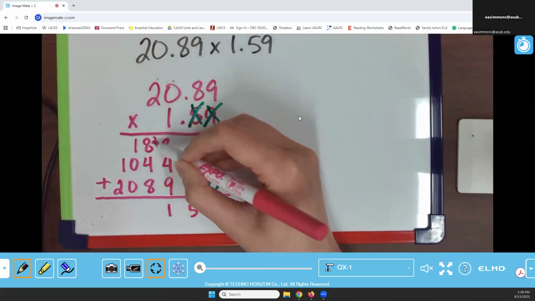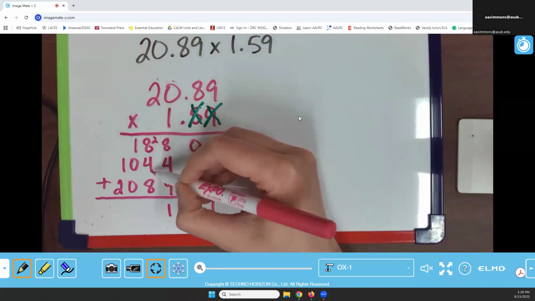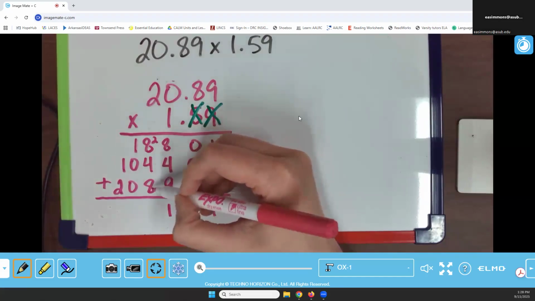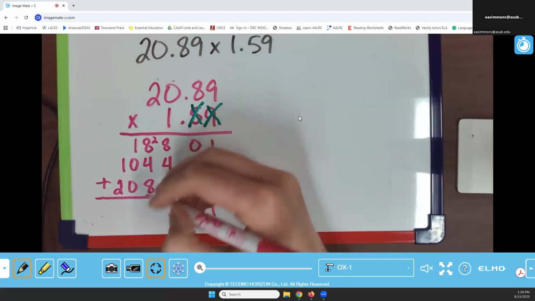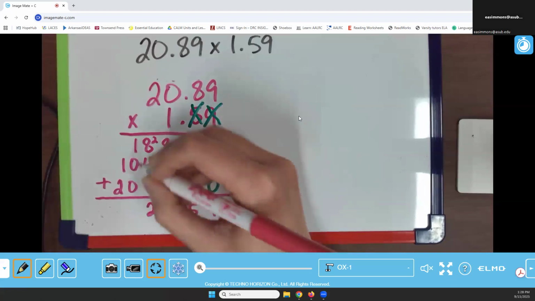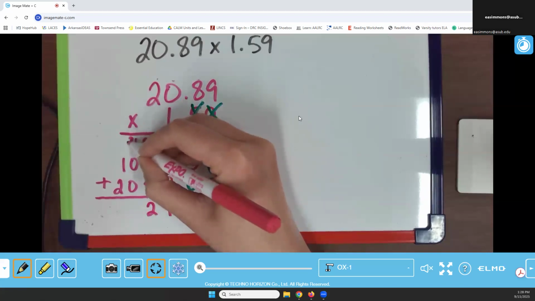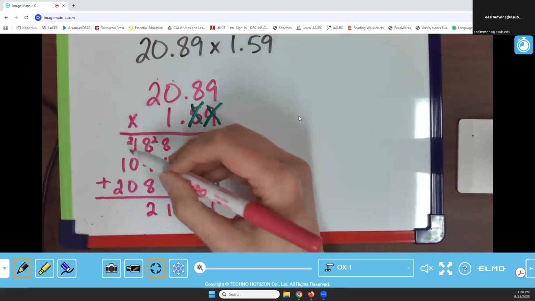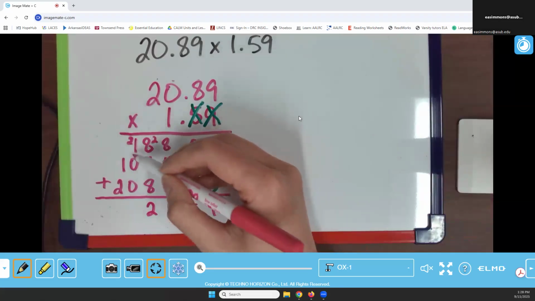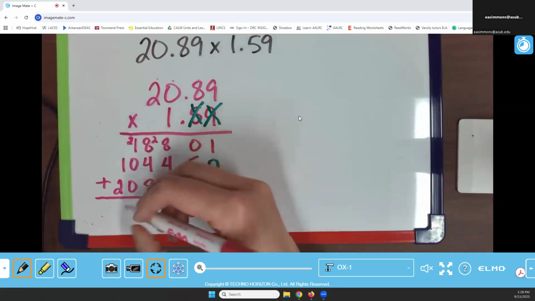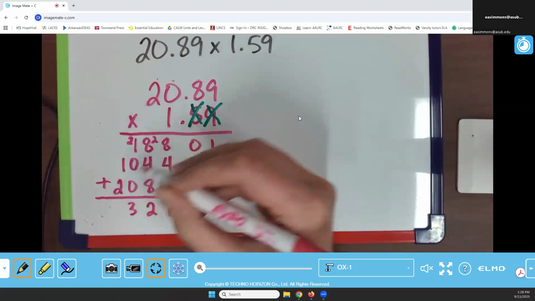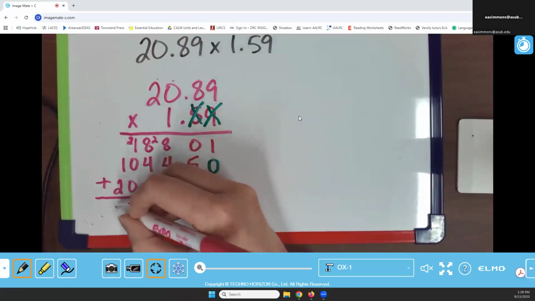8 plus 2 is 10. 10 plus 4 is 14. And then 8 plus 14 is 22. Carry our 2. 2 plus 1 is 3. And then 3 plus 0 is still 3. Then 1 plus 2 is 3.